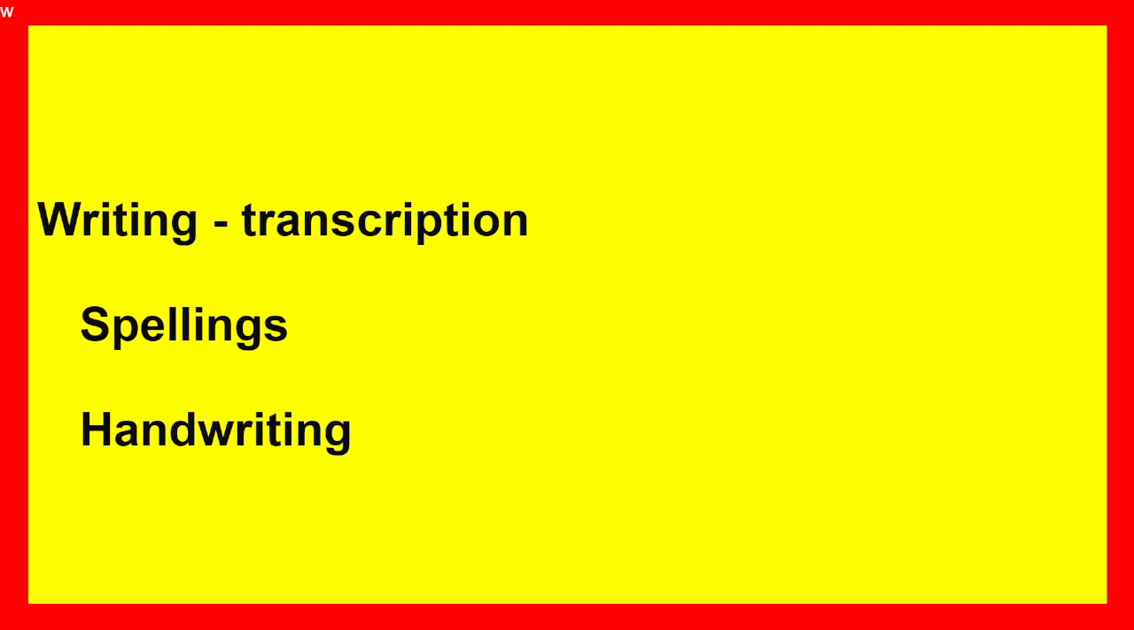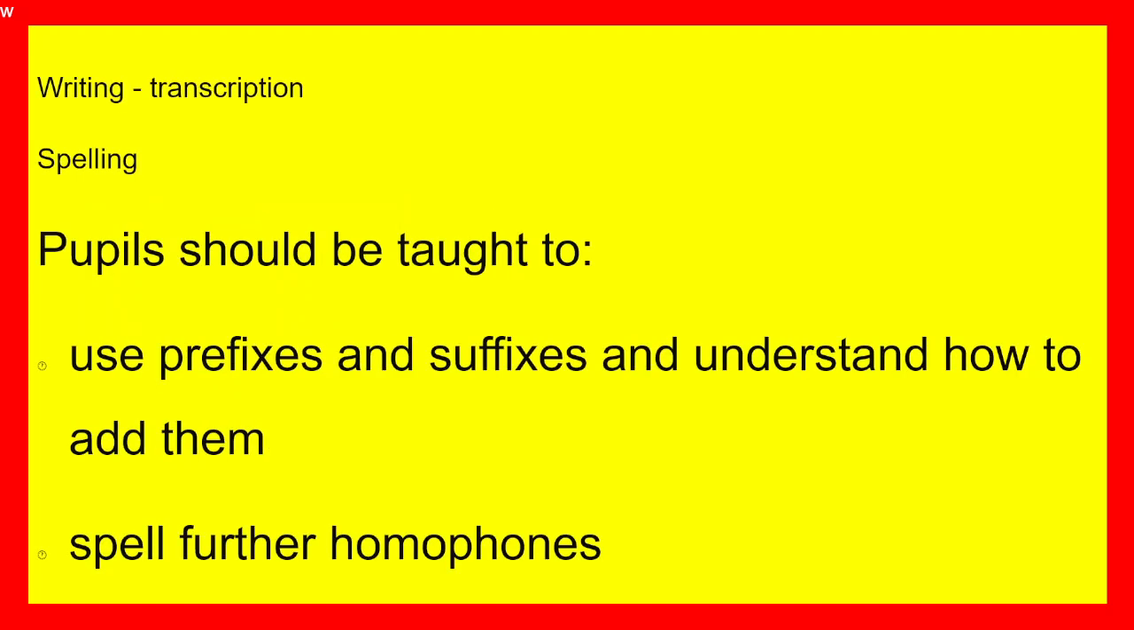The next area covered in writing is transcription, and this is divided into spellings and handwriting. In the spelling area of transcription, children should be taught to use prefixes and suffixes and understand how to add them, and to spell homophones.